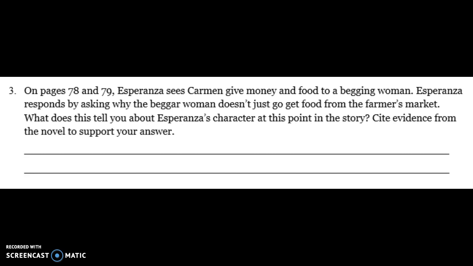Lastly, on pages 78 and 79, Esperanza sees Carmen give money and food to a begging woman. Esperanza responds by asking why the beggar woman doesn't just go and get food from the farmer's market. What does this tell you about Esperanza's character at this point in the story? Cite evidence from the novel to support your answer. Just take time to do that, and then when you're done, resume.